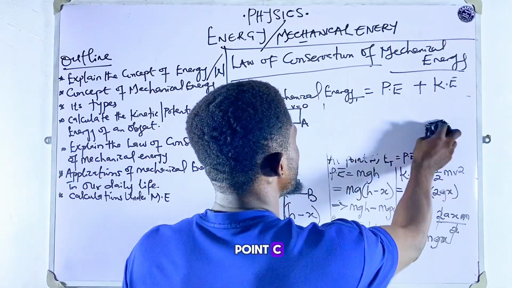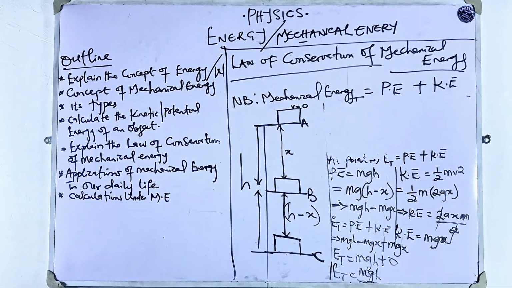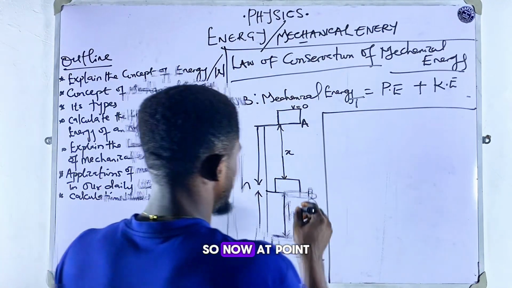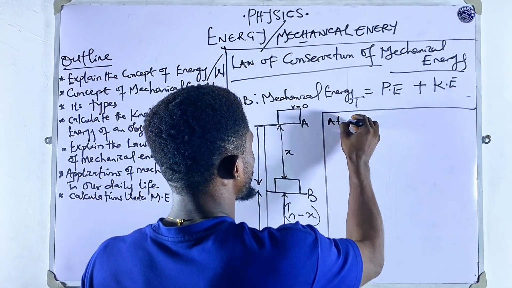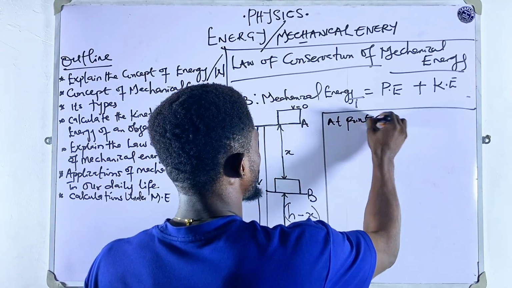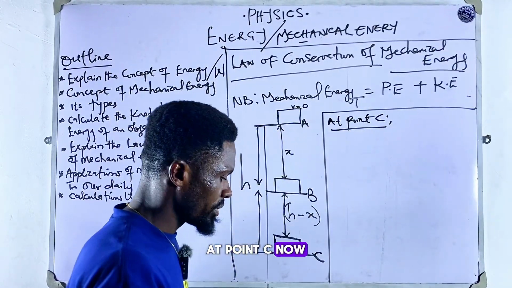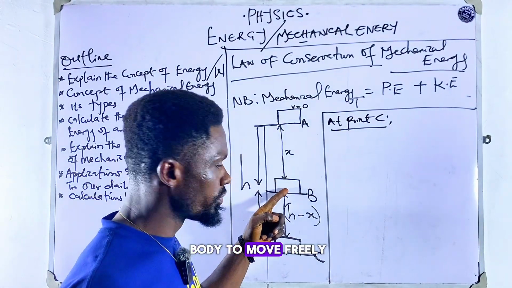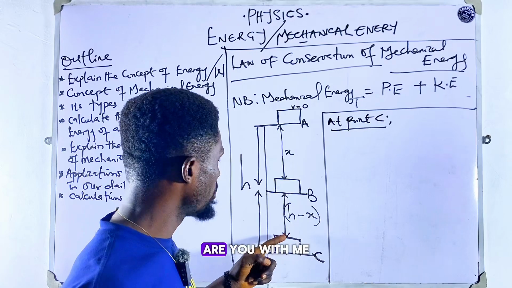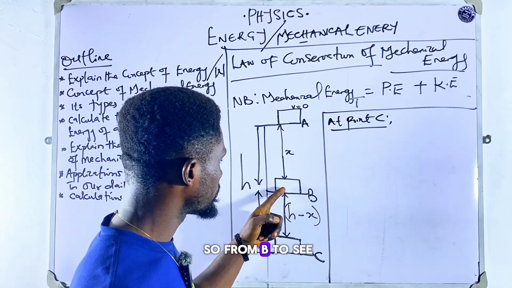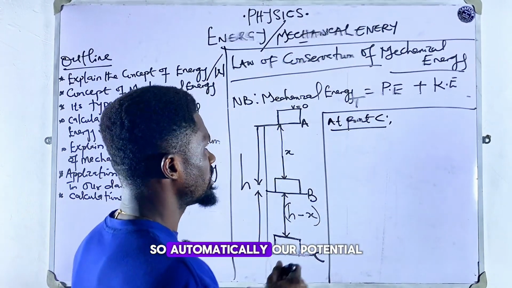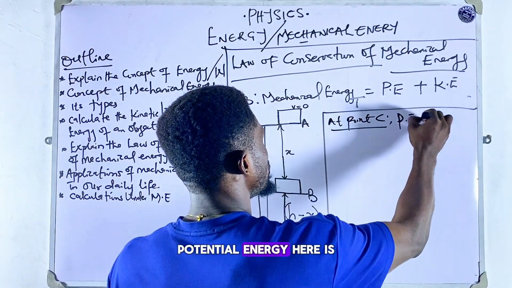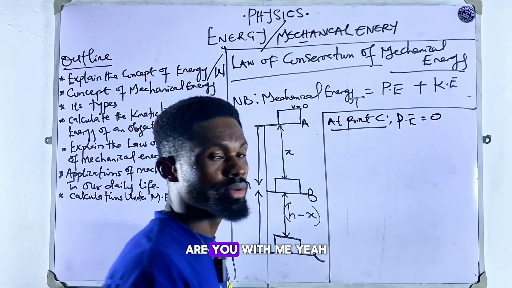Now at point C, don't forget that from point B, we will now allow the body to move freely under gravity. Are you with me? So, from B to C, automatically our potential energy here is equal to 0. Are you with me?